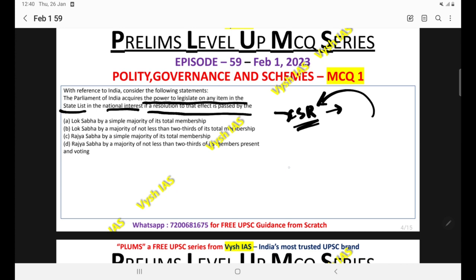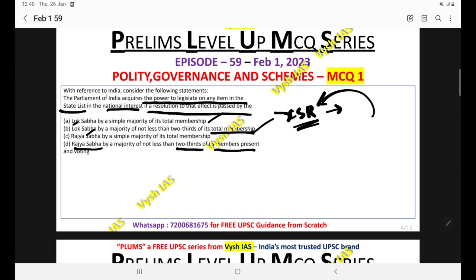So look at the options. The first option is talking about Lok Sabha by simple majority of its total membership. The second is also Lok Sabha, but the majority given is 2/3 of the total membership. The third is Rajya Sabha by simple majority of its total membership. The fourth is also Rajya Sabha, but the majority being talked about is 2/3 of the members present and voting.